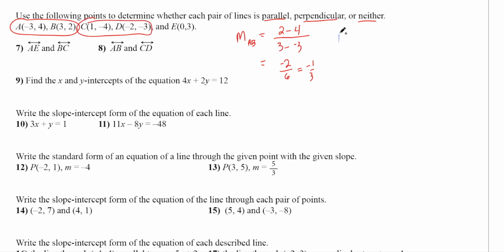Slope of CD. Let's see, negative 3 minus negative 4, and then negative 2 minus 1. And what do we get? That's a plus, that's a 1, that's a negative 3, all right? Look, I got negative 1/3 here, I got negative 1/3 here. What's true about those slopes? They're equal, so that means the lines are parallel to each other. Okay? So far, so good?